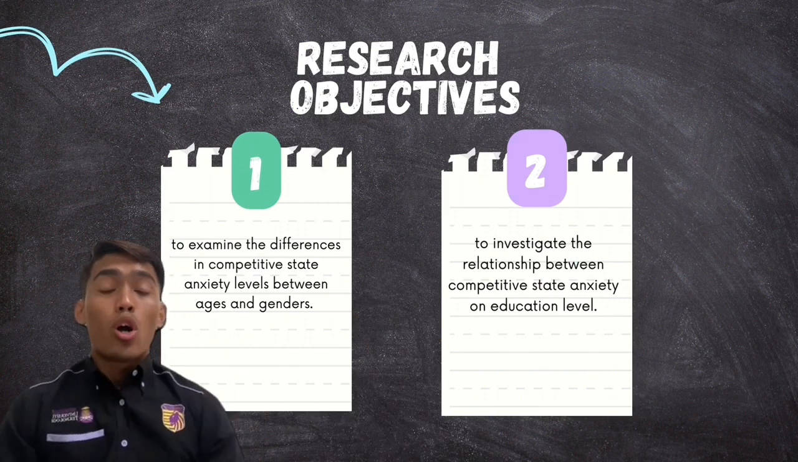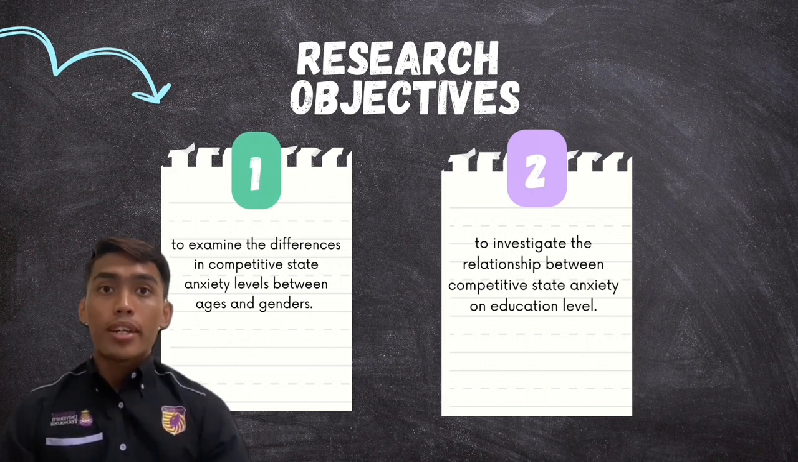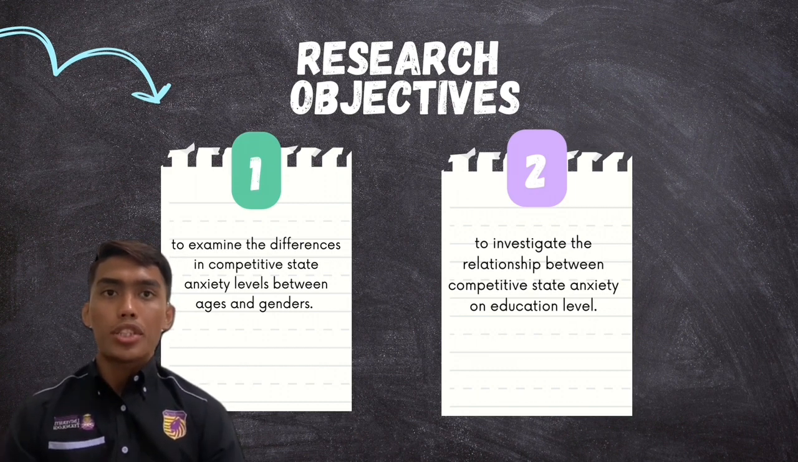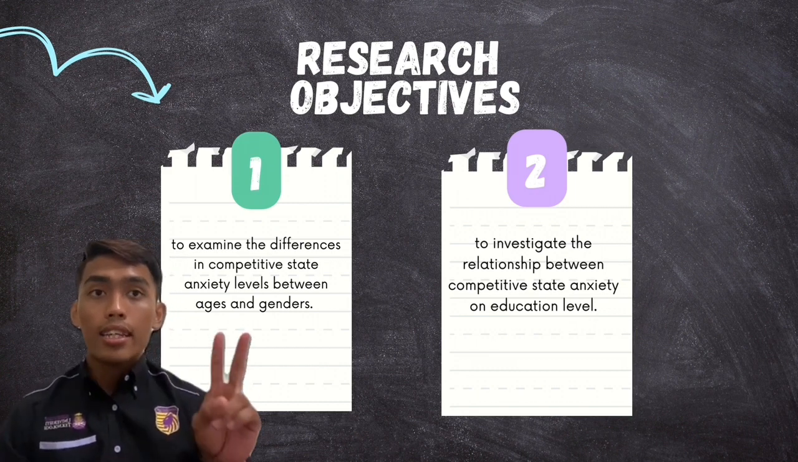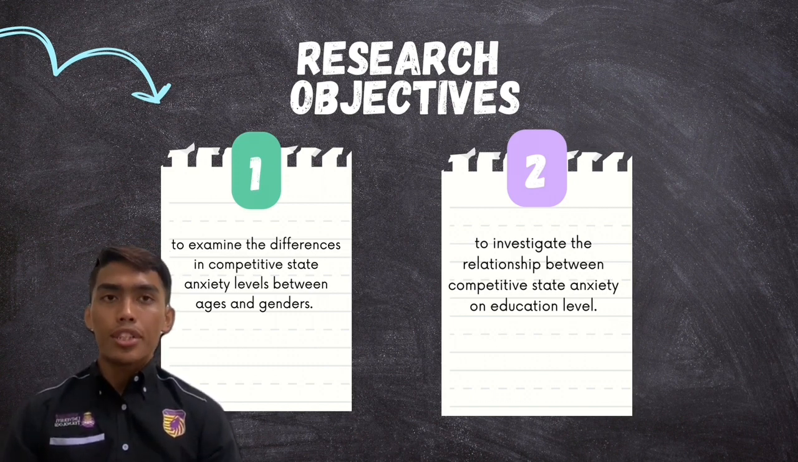There are two objectives listed in this research. The first one is to examine the differences in competitive state anxiety levels between age and genders. The second is to investigate the relationship between competitive state anxiety and education level.